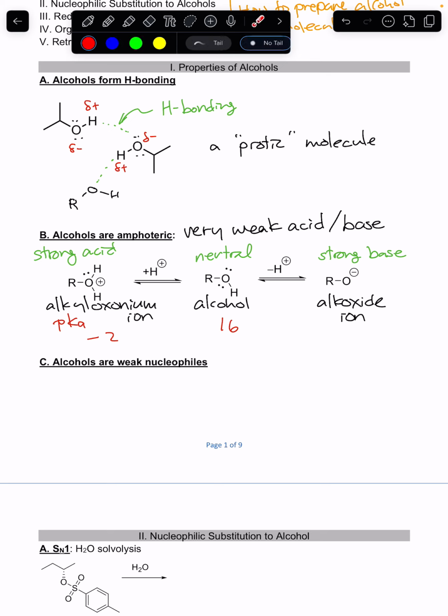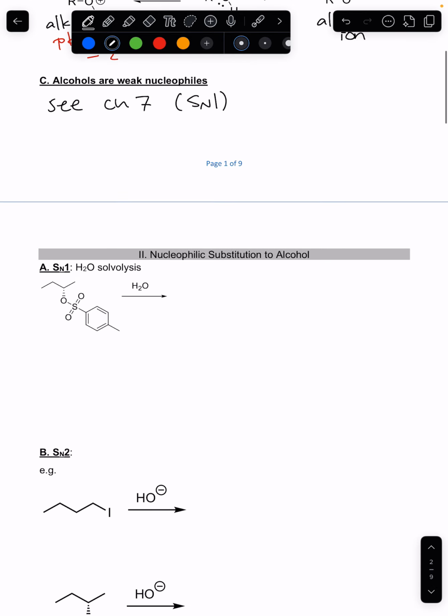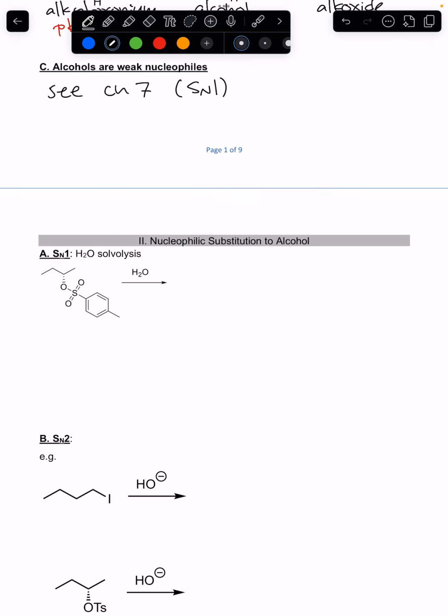Remember from Gen Chem that anions end with either IDE, like an ide ion, or ate ion, whereas cations always end with ium ion, like sodium ion. Okay. Now, we've also seen that alcohols are weak nucleophiles, and of course that was covered in the last chapter. Right, especially in the context of the SN1 reaction. So I'll refer you to that.